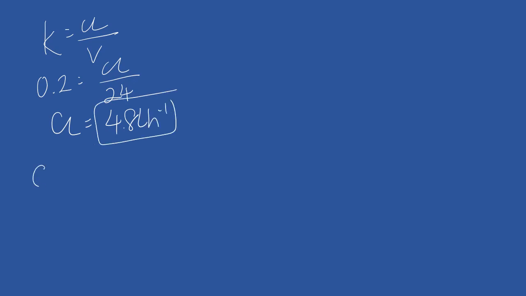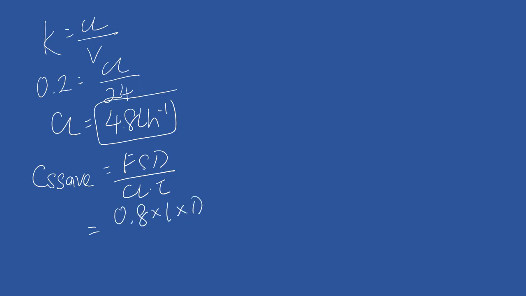The equation for steady state average concentration will be F·S·D divided by CL·tau. Over here, the bioavailability is 0.8, salt factor is 1, dose divided by clearance 4.8 multiplied by the interval 8 hours. The answer for the maintenance dose will be 480 mg.